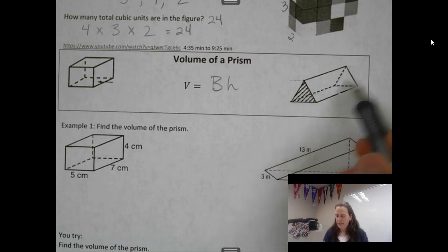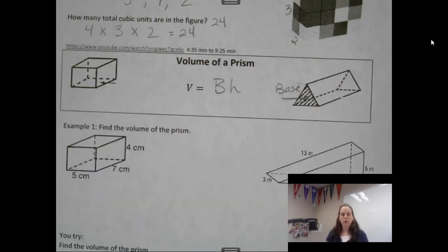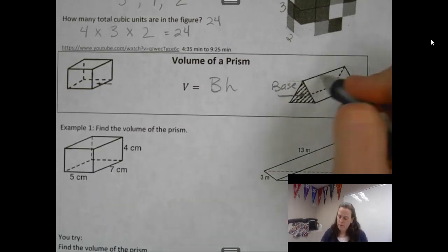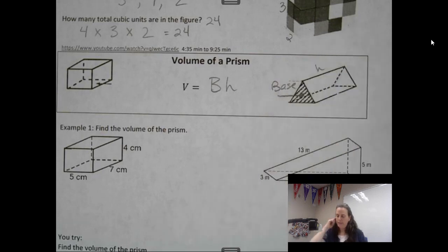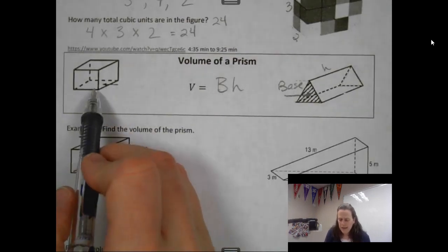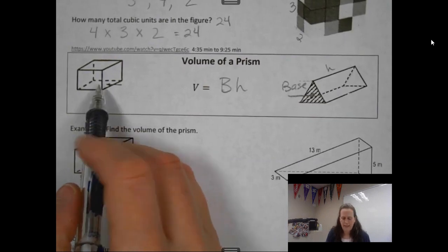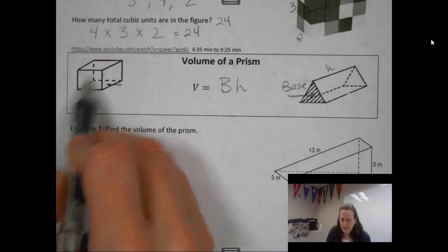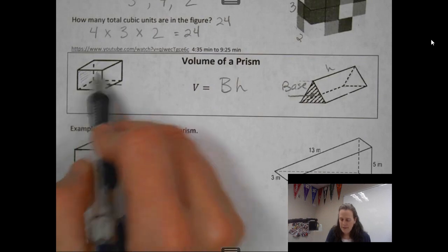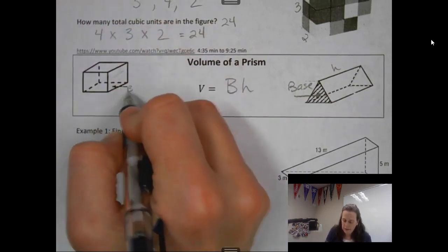And to find the volume of it, we would need to know the area of the base, one of those triangles. And then we would multiply that by the height, which is that distance from one base to the other. Okay, let's look at one like this. So this one has several different sides that we could call the base. And that just works out with a rectangular prism. We could call this end a base, and then the other end a base. We could do the top and the bottom as the bases. So they've got a little arrow here. They want us to call that the base.